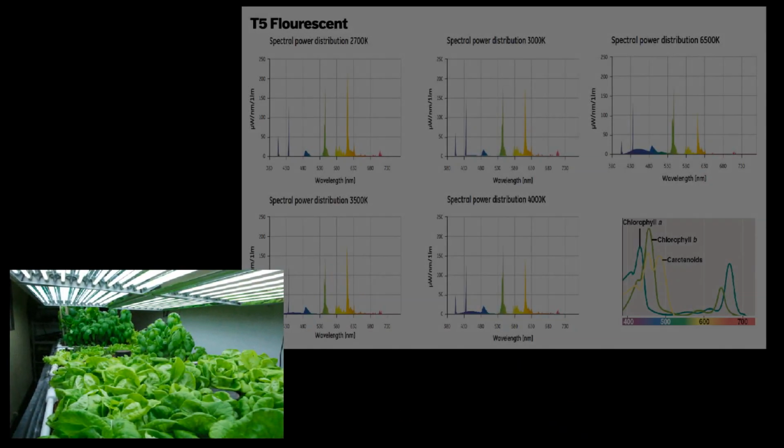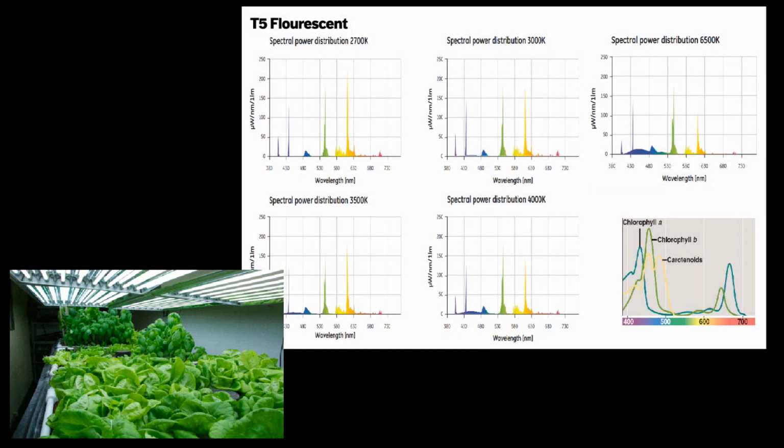T5 fluorescent lights are a specific type of efficient and long-lasting fluorescent bulb. They are also widely used outside of horticulture and are available in a variety of different color temperatures with different spectrums. A gardener can use combinations of different bulbs to make up a more complete spectrum, but they are best used for vegetative growing.